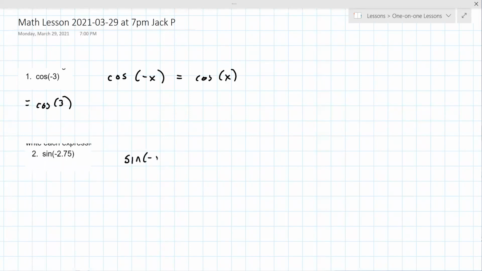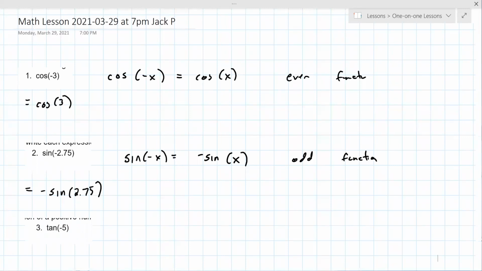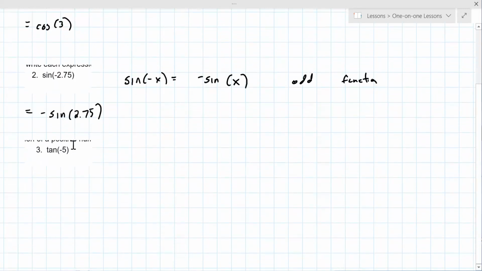Sine of negative x equals negative sine of x. So this becomes negative sine of 2.75. How does that work? Is it just a property? Yeah, this is a property. These are it's because it's an even function, and this is because it's an odd function. It's the properties of even and odd functions. It's just one of those things you remember. There's nothing really more to it.